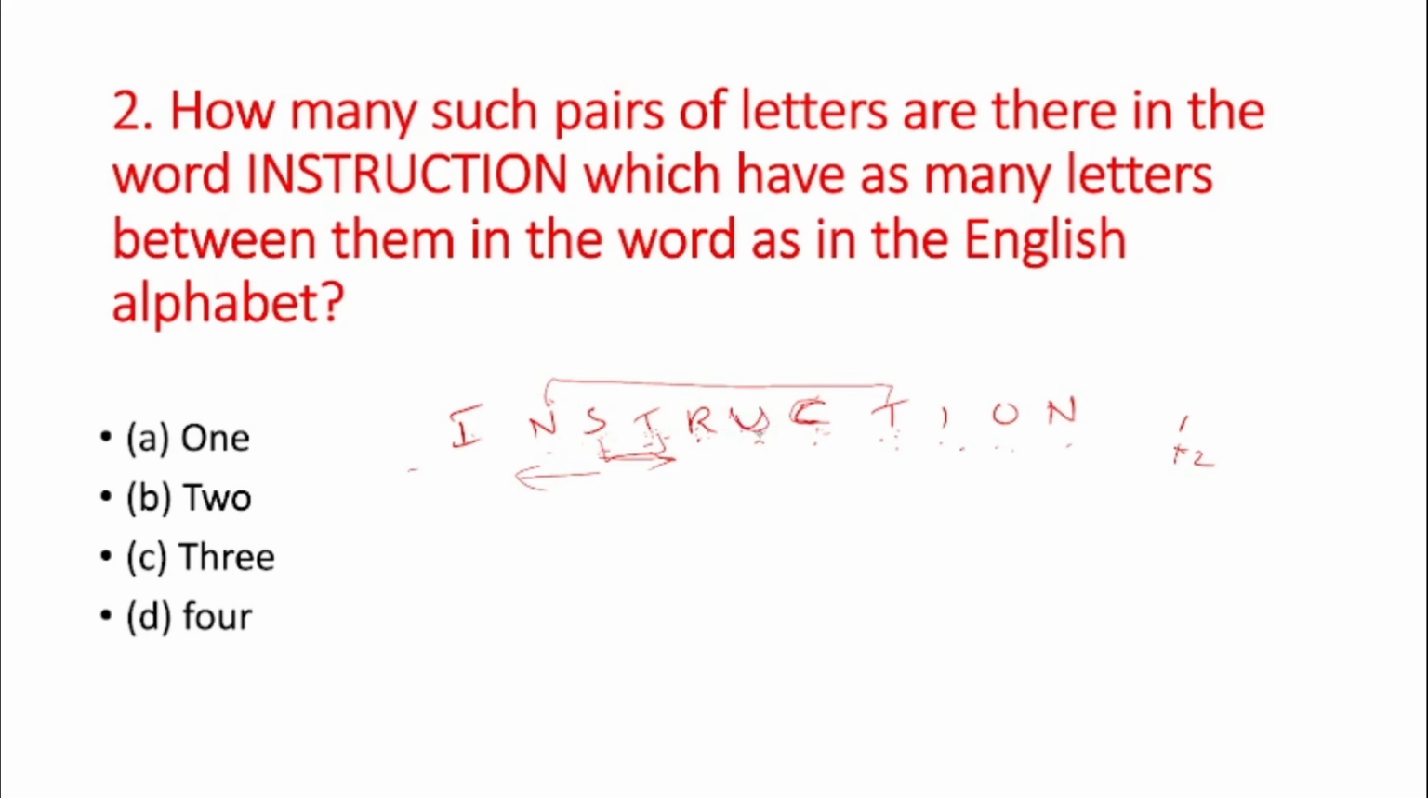Again U, U, V, W, no. U, V, W, X, Y, Z, no. Then C, A, B, C, D, E, F, G, no. A, B, C, D, E, F, G, H, I. Again there is a match. This is the third pair, right? It's C and I, not T and I. C and I.